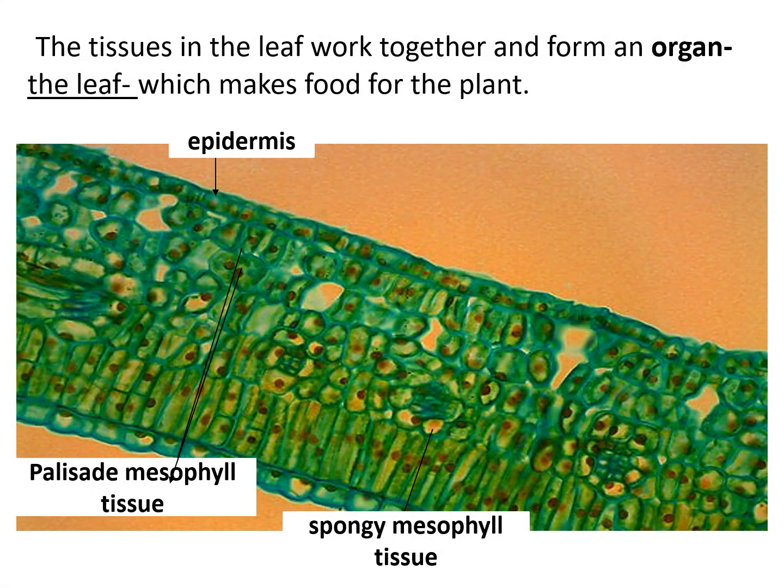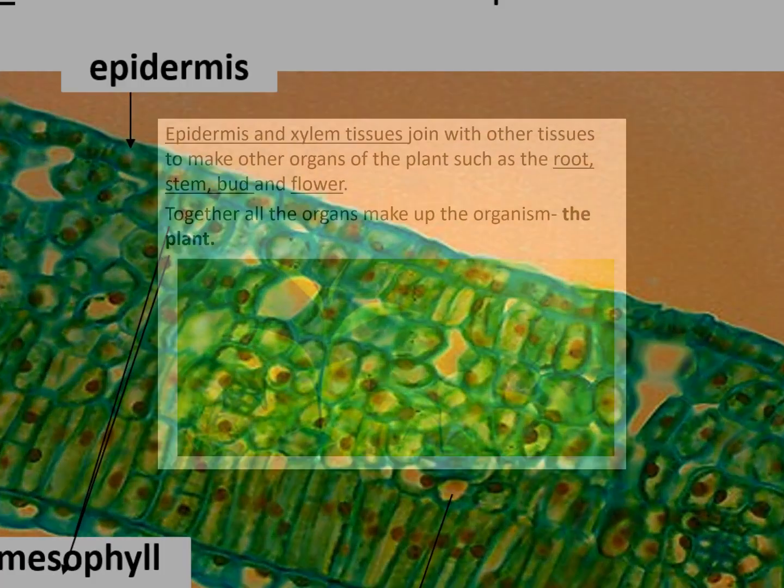The tissues in the leaf work together and form an organ, which is the leaf. And as we know, the leaf makes food for the plant. You can see down in the picture, I have the epidermis, the palisade mesophyll, the spongy mesophyll. As I said, these form together the organ which is the leaf. And as we know, the leaf makes food for the plant.